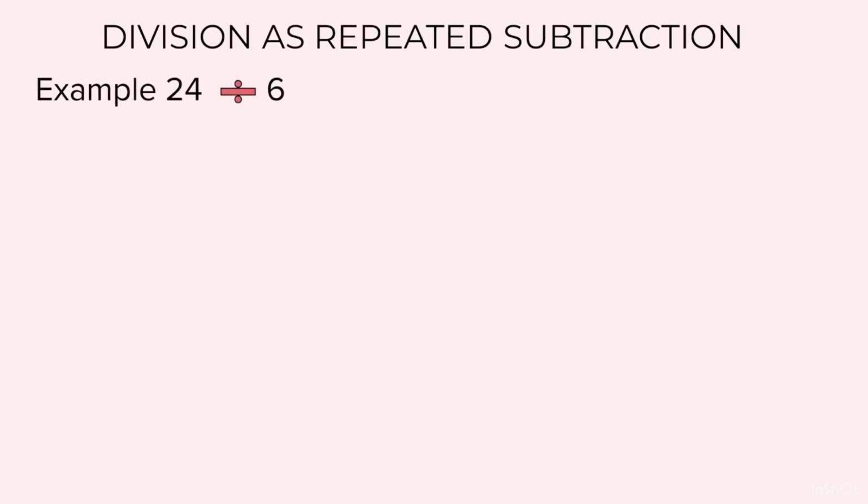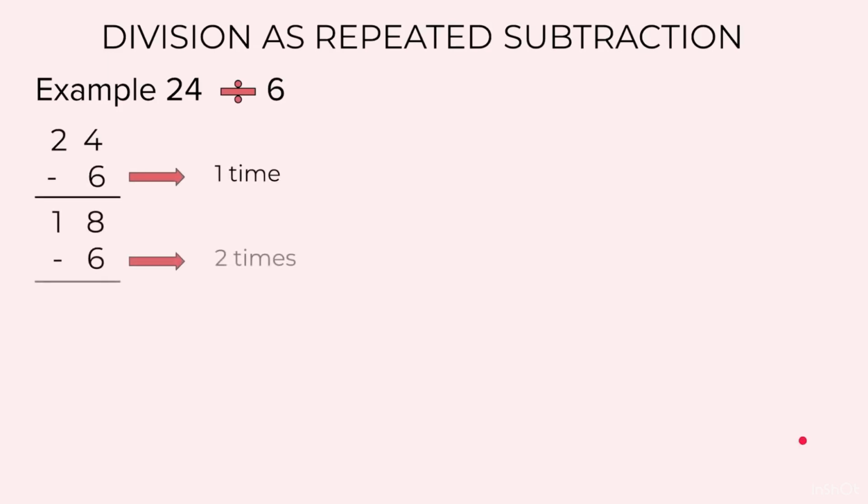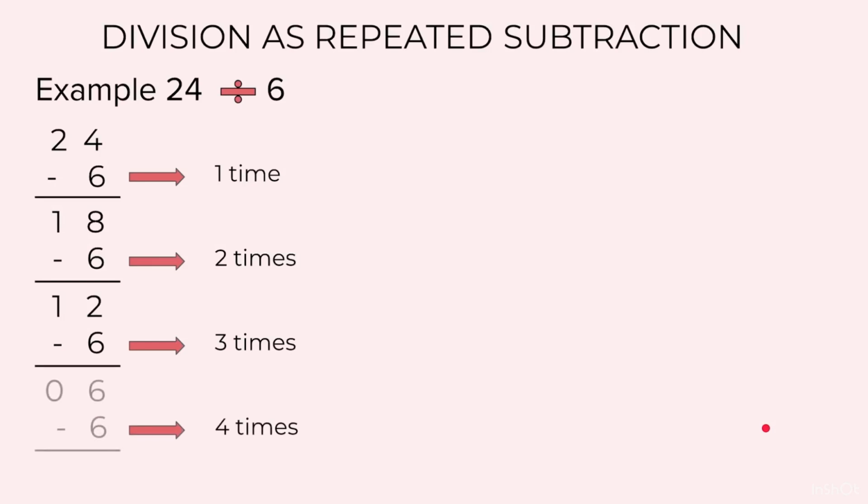So now we will subtract 6 from 24. When we subtract it one time, we get 18 and then we subtract it again. We will get 12 and then we again subtract 6. We'll get 6, then we again subtract 6 and we get 0. So actually we had to subtract 6 four times to get 0. Which means 24 divided by 6 is equal to 4.